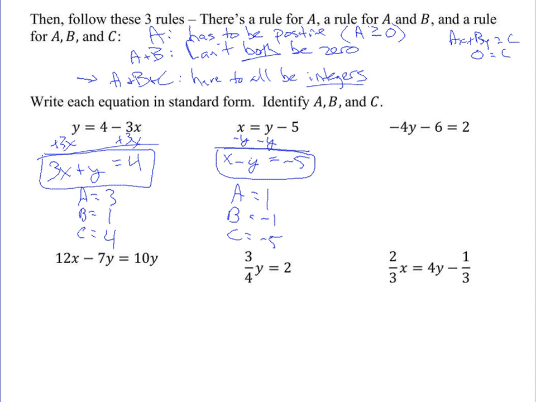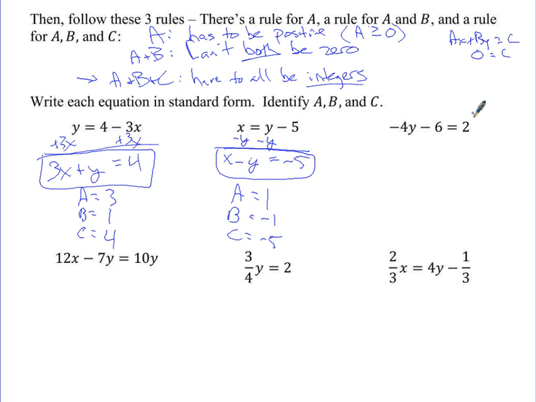So what do we do? No, we can still put it in standard form. Even though there is no x value, it can still be written in standard form. So notice what we have. We got this -4y here, and then a -6. There's no x on that. And then a 2 over here.